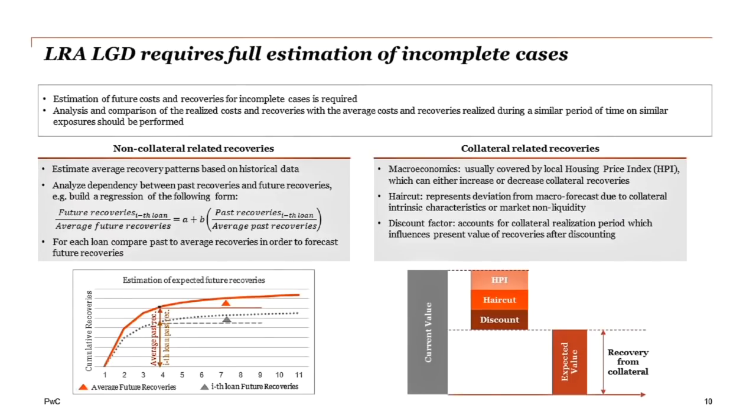On slide number 10, what we have here is, if you don't have all the completed recovery cases for the long-run average LGD estimation, we can use 2 methodologies. One is based on the number of recoveries, and the other one is based on the amount of recoveries. The number of recovery cases can be designed such that they represent the future recoveries as a ratio of the future recoveries to the average future recoveries.